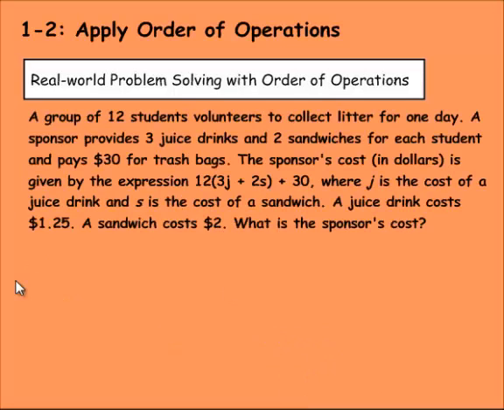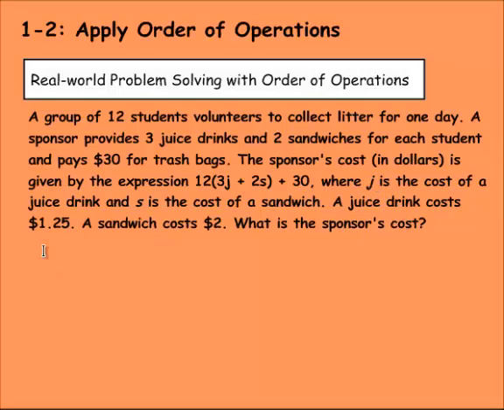Let's do a real world problem then. We have a group of 12 students volunteers to collect litter for one day. A sponsor provides 3 juice drinks and 2 sandwiches for each student and pays $30 for the trash bags. So the sponsor's cost in dollars is given by this expression: 12 for the students times 3 juices per student, so 3J, plus 2 sandwiches per student, 2S, plus 30 for the trash bags. where J is the cost of a juice drink and S is the cost of a sandwich. A juice drink costs $1.25, a sandwich costs $2. So what is the sponsor's cost?